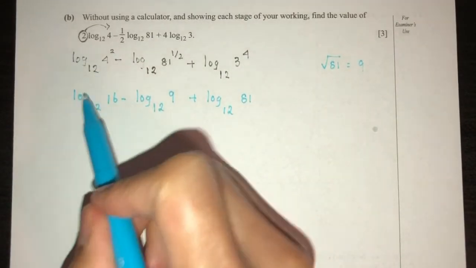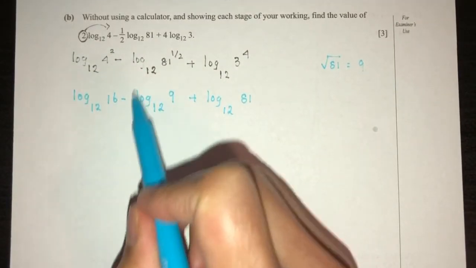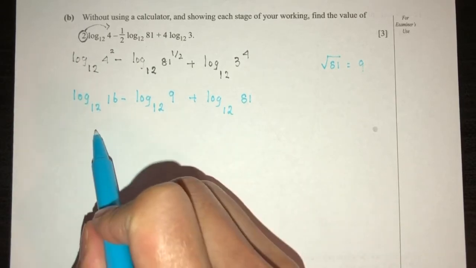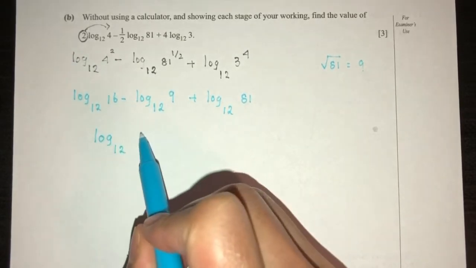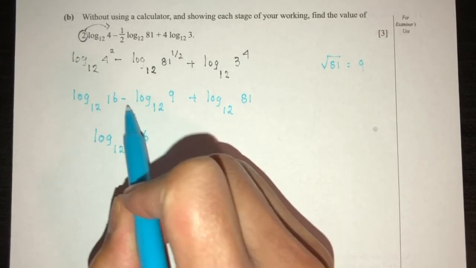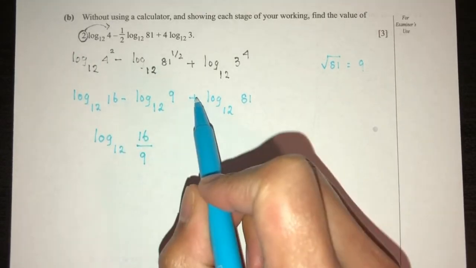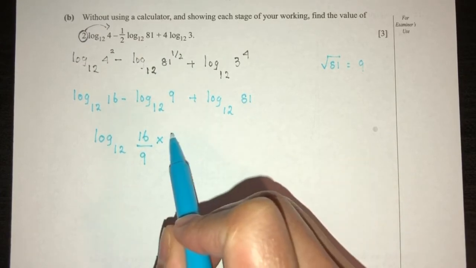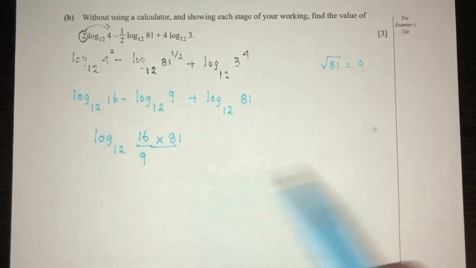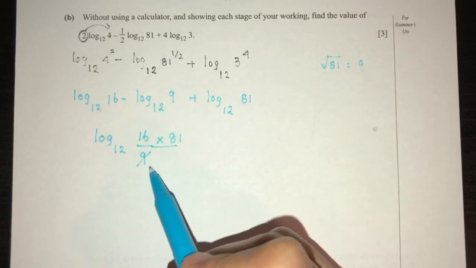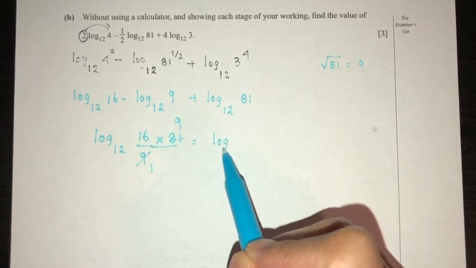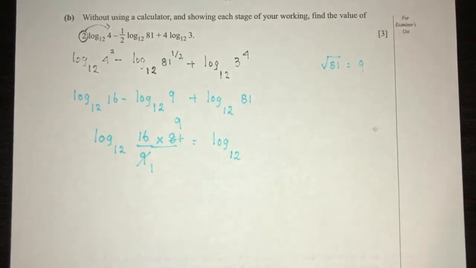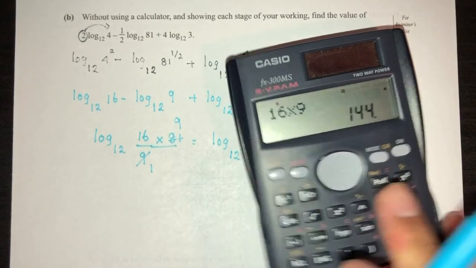Now we can simplify because they are all the same log of base 12. We can bring them together. So that will be log 12. First we have 16, minus becomes divide by 9, plus becomes multiply by 81. So simplify. This will go away. It will be 9. You have log 12. And what is 16 times 9? That will be 144.